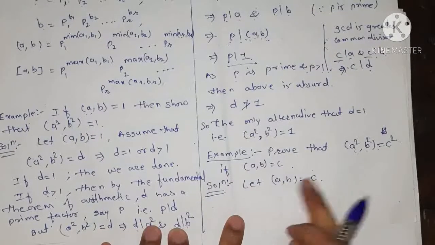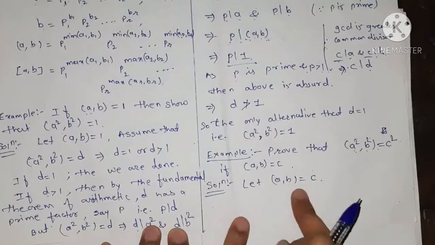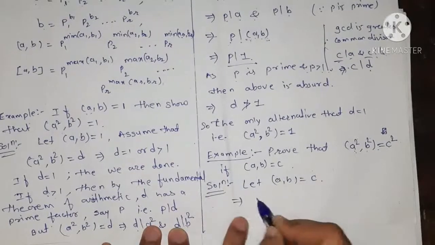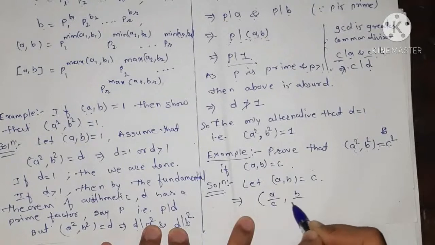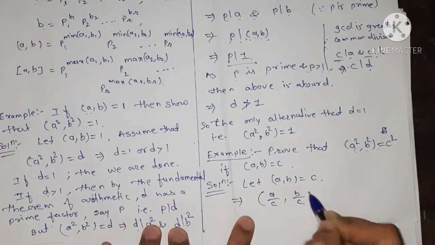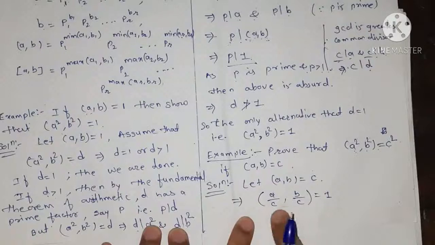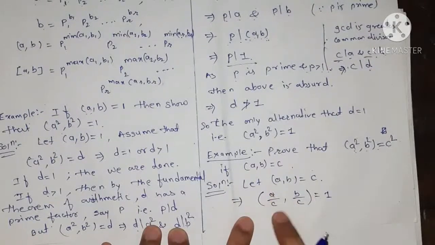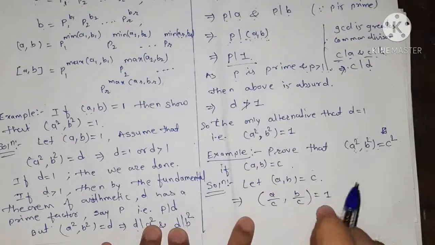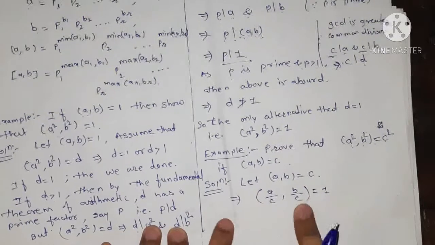Now if the GCD of A comma B is equal to C, then this implies the GCD of A upon C comma B upon C is equal to 1, right? So if the GCD of A comma B equals C, then the GCD of A upon C comma B upon C equals 1. We know this result, right?